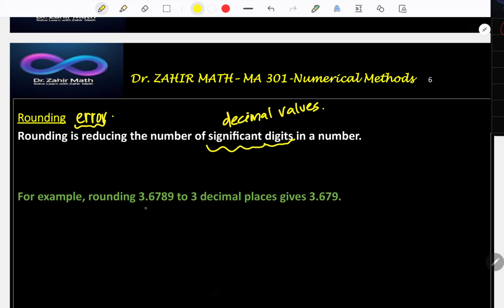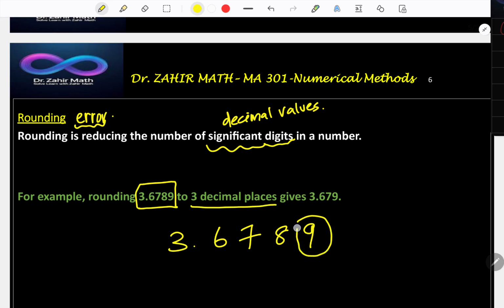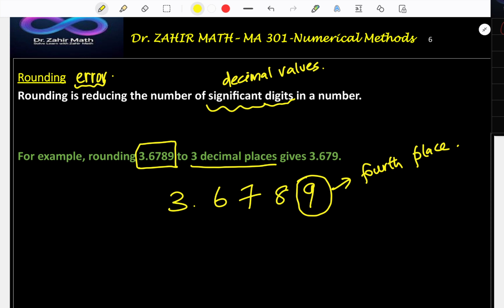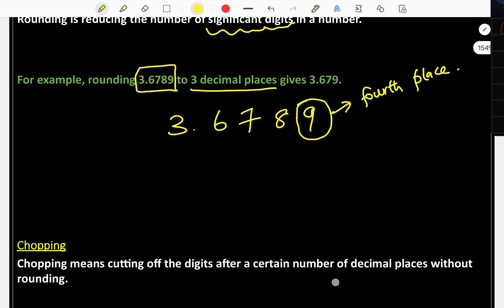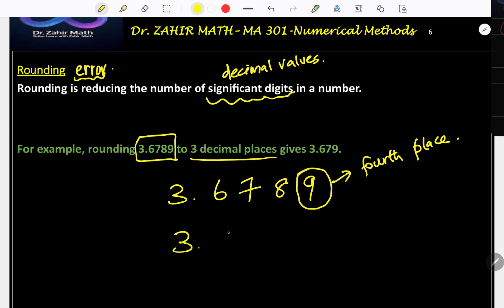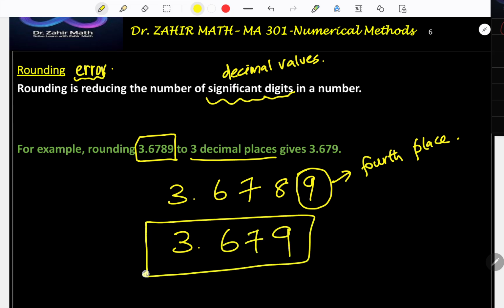For example, take this one: 3.6789. Whenever you are rounding to 3 decimal places, you have to see the 4th place. Keep in your mind, 4th place. If you are rounding to 3 decimal places, see the 4th place. So 3.6789, you are going to round off to 3 decimals. So it will be 3.679. So this is called rounding.